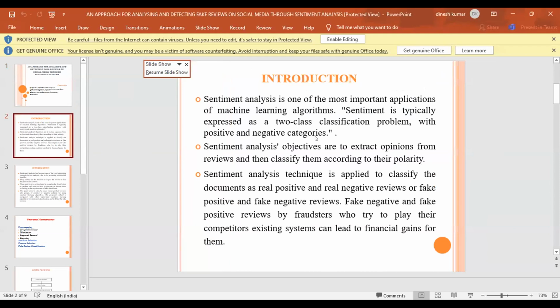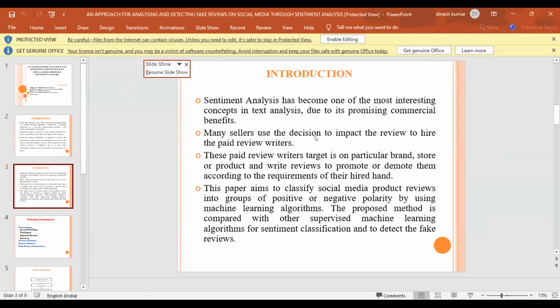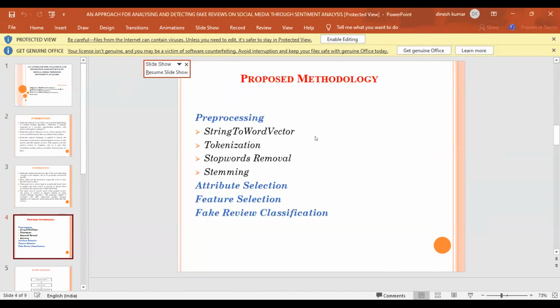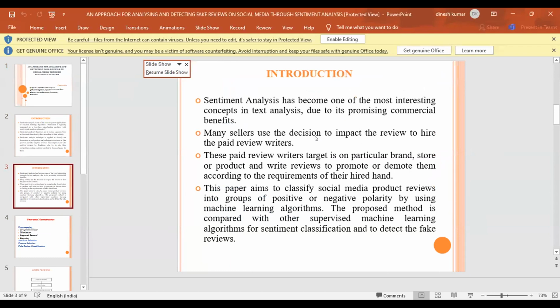Okay, sir. You have given an introduction, but where is the literature review? How many papers did you review in this regard? Sir, the literature review is not included in the PPT. No, there is no literature review in our PPT.